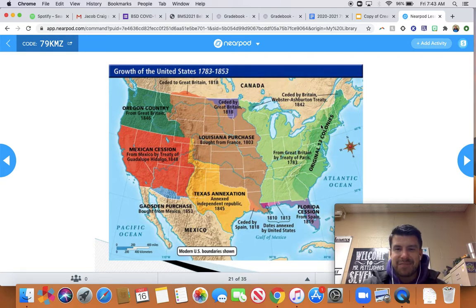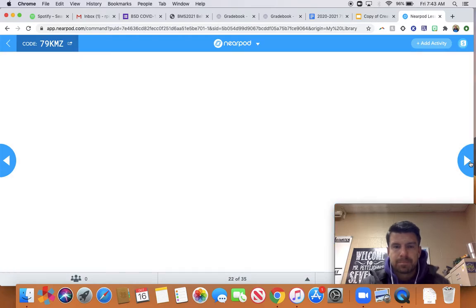Okay, so we have this original 13 colonies. We slowly start to expand west, and by the end of 1803, we have all of this territory here. Eventually, we're going to get this Texas territory. We're going to get this Mexican secession territory as well, and then you have the Oregon country up here that we get from Great Britain in 1846. So you see the modern U.S., and you see what territory we once controlled, or how we slowly gained control to it.